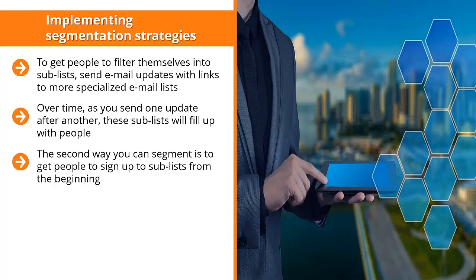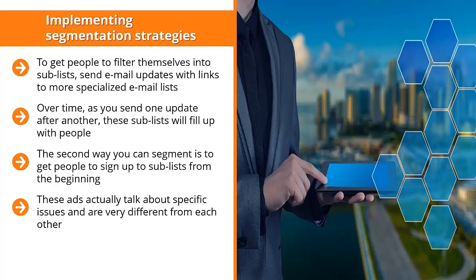The second way you can segment is to get people to sign up to sublists from the beginning. That's right, you're not starting out with a general list. Instead, when people go to your blog or your website, they see different ads for mailing lists. These ads actually talk about specific issues and are very different from each other. When somebody clicks on a particular ad, they sign up for a list that only talks about the issues raised by the ads. They also only offer incentives that address tightly defined specific issues.